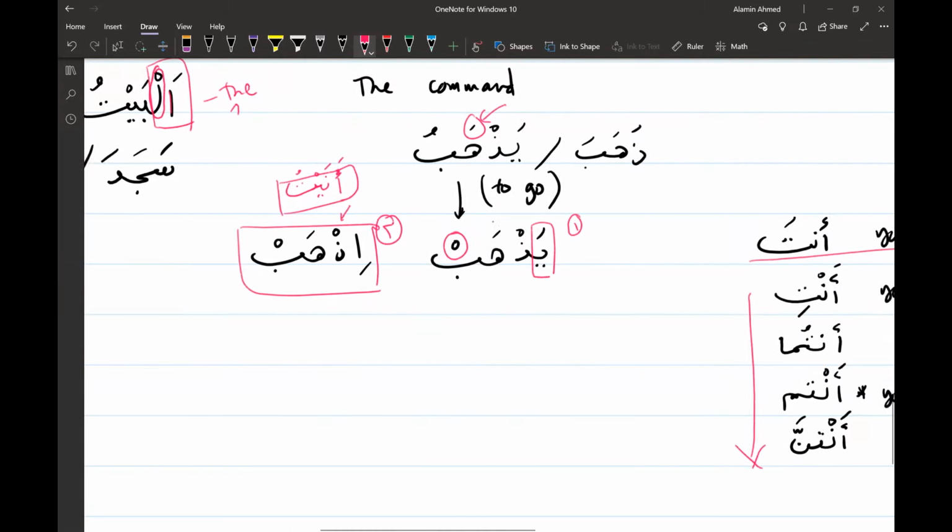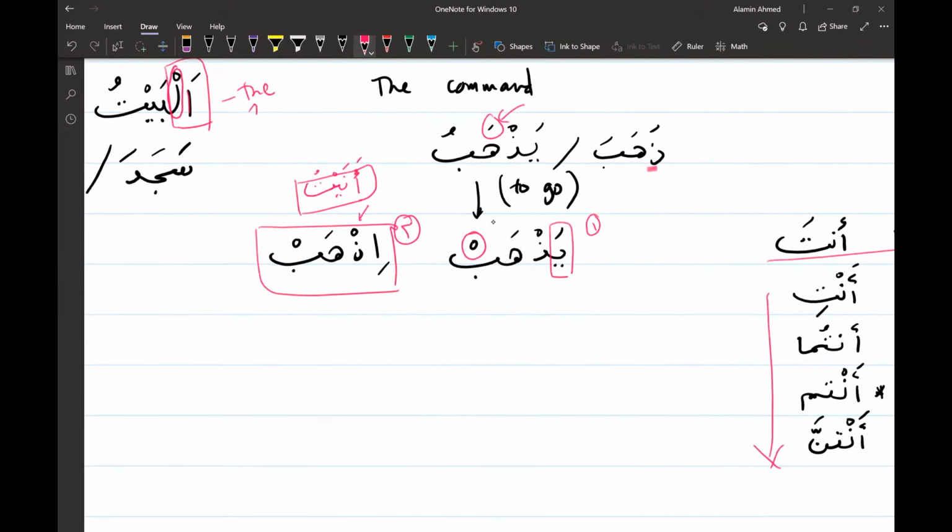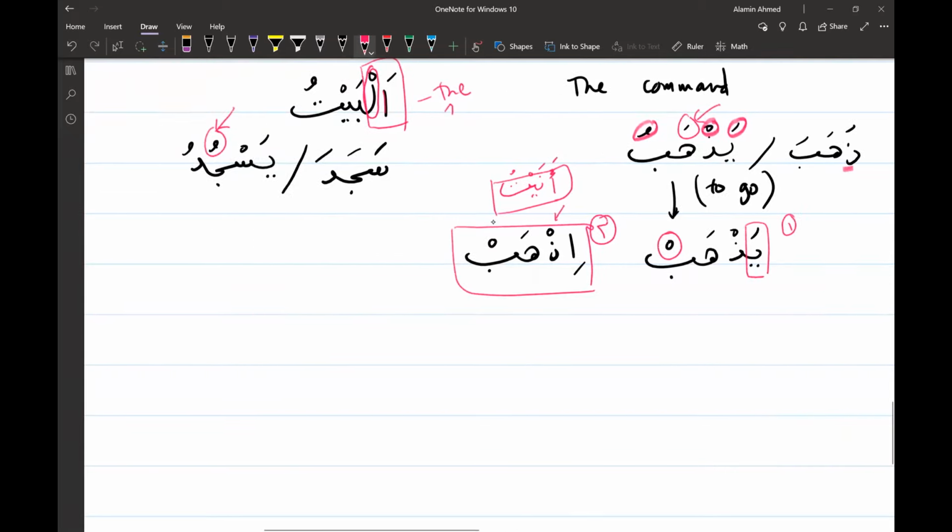Because sometimes, as you say, dhahaba yadhabu, everything else is the same. The first one gets a fatha, the second one gets a sukun, the last one gets a dhamma. So what is changing? Changing is this one. That's the one changing, and that's the one that screws things up. Especially, remember, when you have the past tense with all of them fatha, you cannot predict what's going to be the present tense.